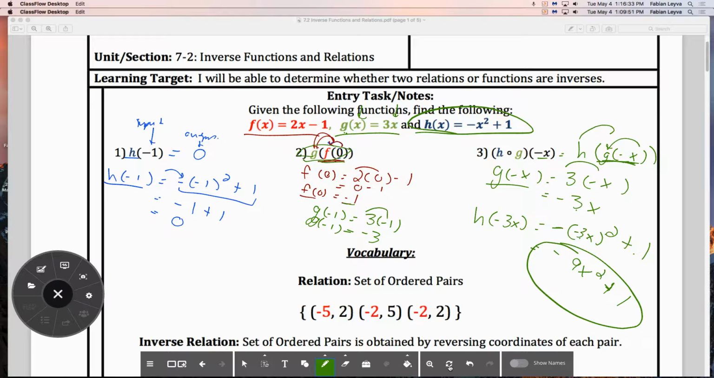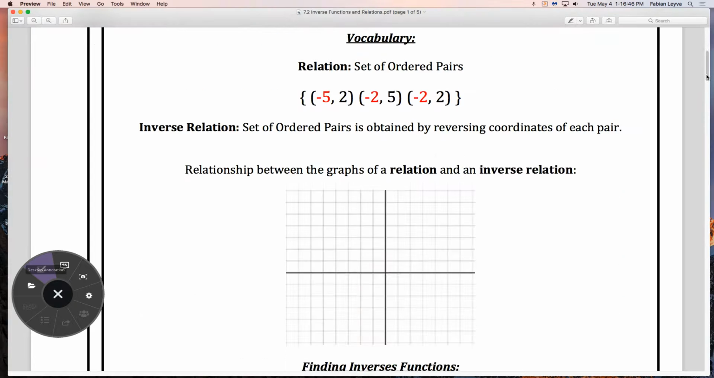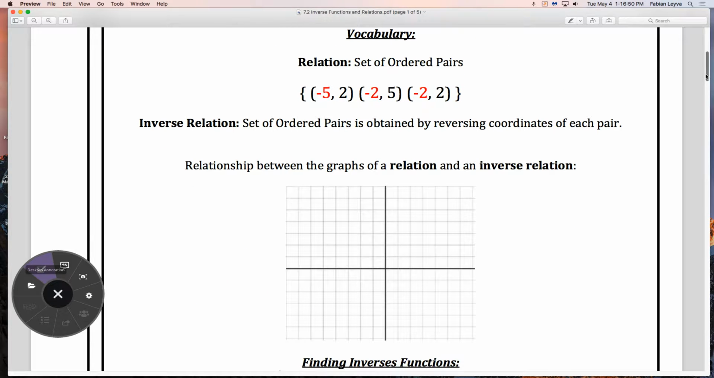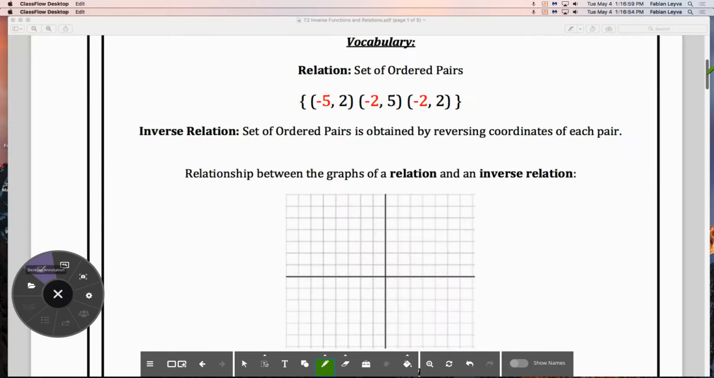Good? Okay. All right, so let's start talking a little bit about what are relations and what are functions, because that is what we are going to start covering today. Now this is review because I believe it's an Algebra 1 standard and it's even a geometry standard. So what is a relation? A relation is a set of ordered pairs.